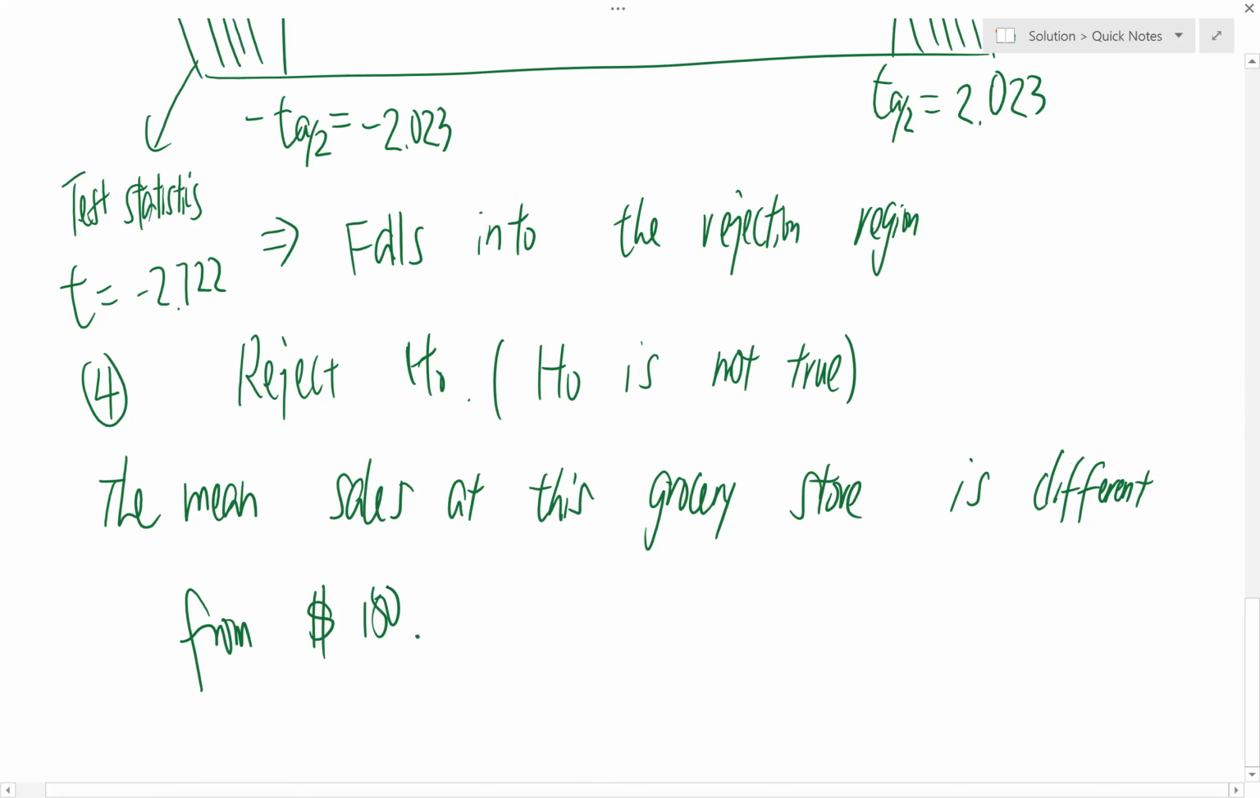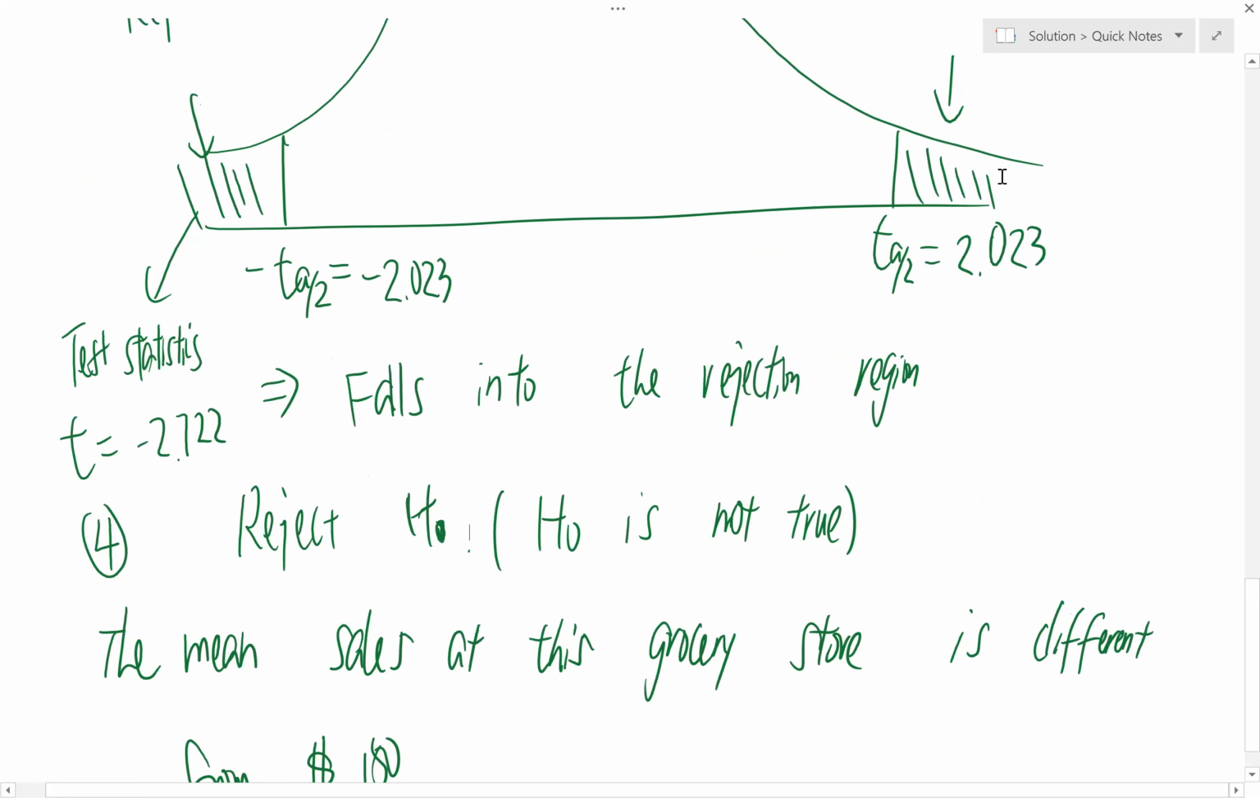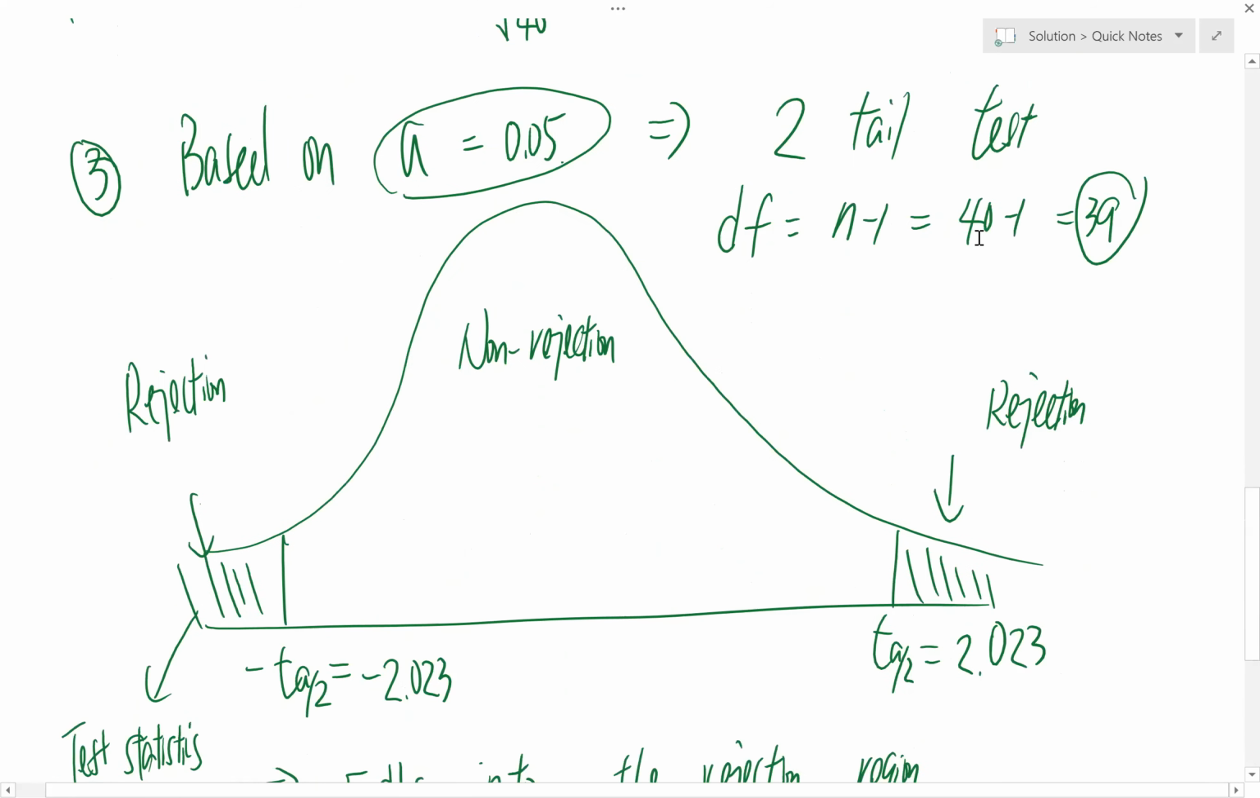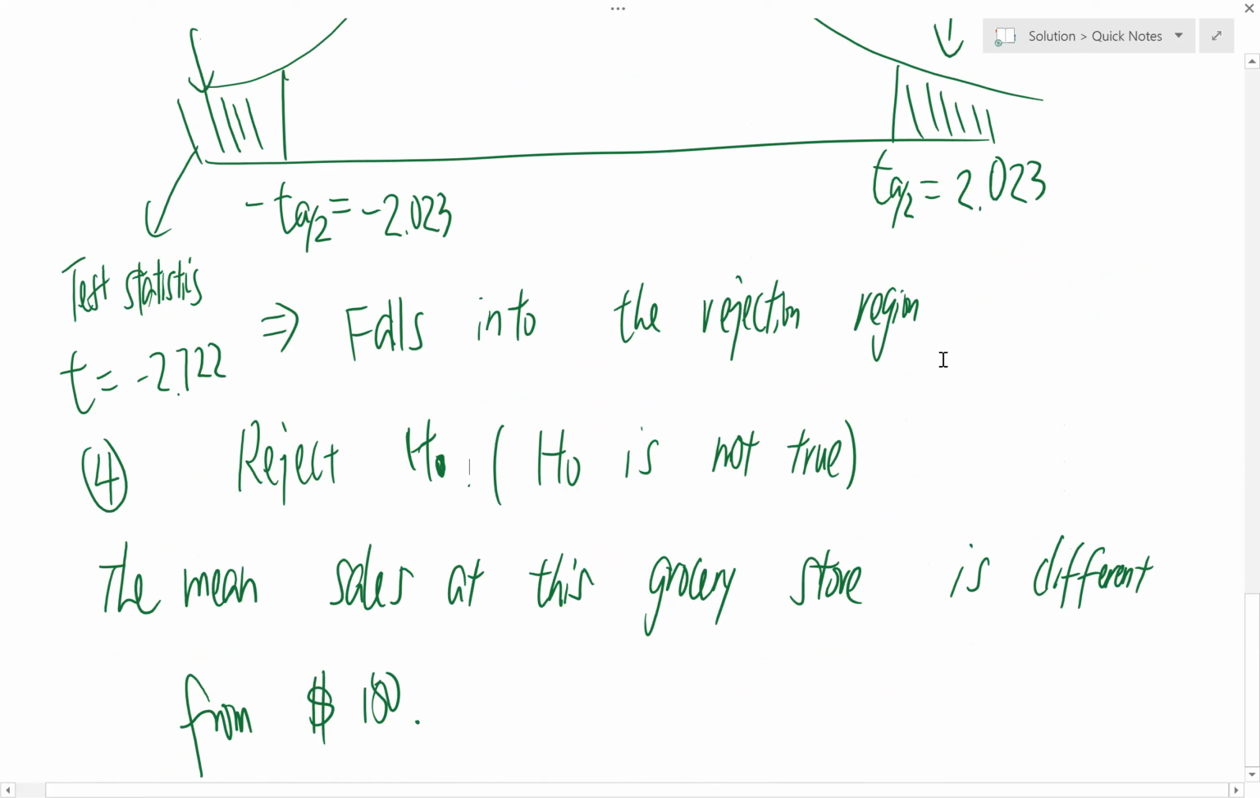So the store manager maybe will look into that. Since it's different from $150, they have to come up with a better estimate, right? They need to look into that, so they could improve on the estimate. Again, this is business related, and we utilize this procedure to come up with the evidence to either reject or fail to reject H0.